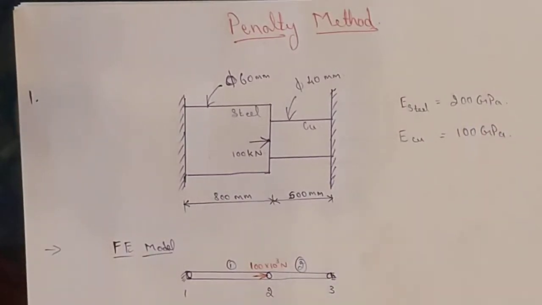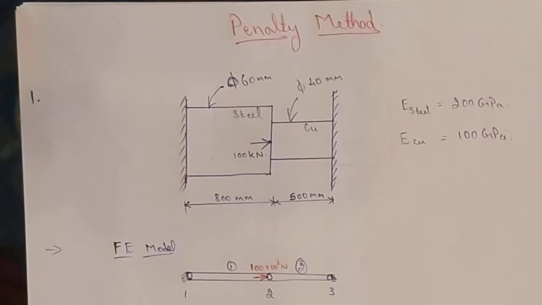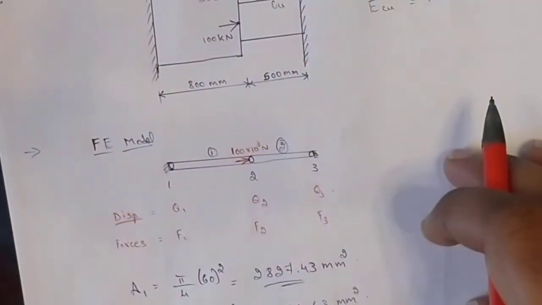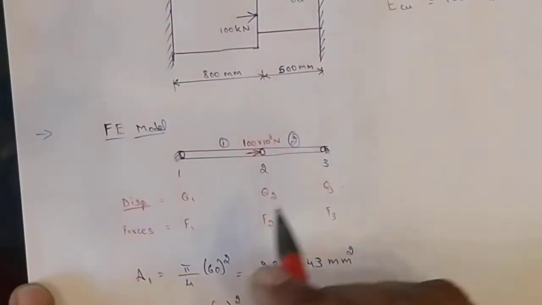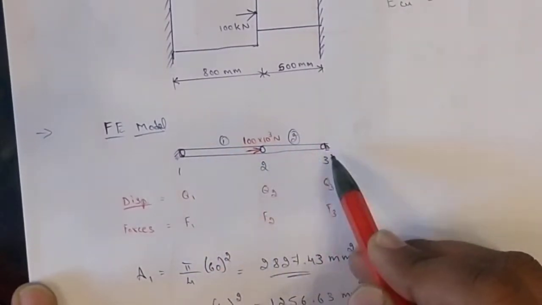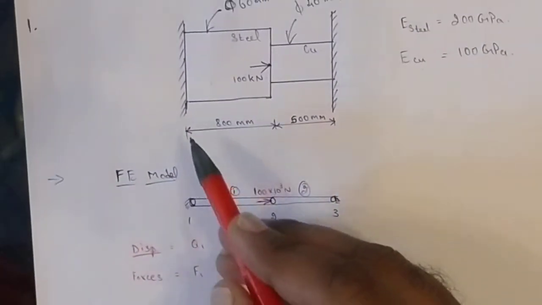Okay. So already we have solved this problem in the elimination method. You can go back and check our previous videos. So now we will solve the similar problem in the penalty method. Okay. So here, finite element model. First write the finite element model. Just write the nodes and the elements.